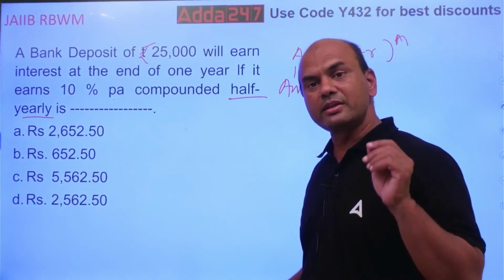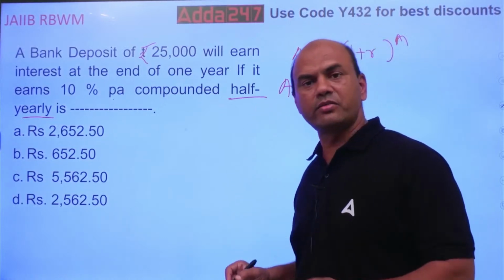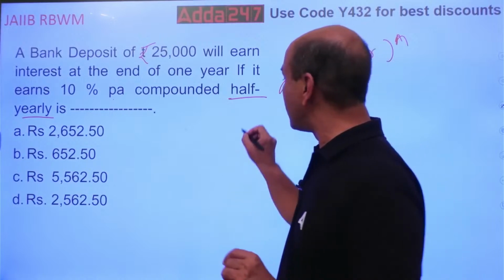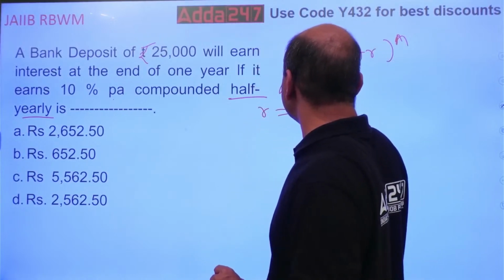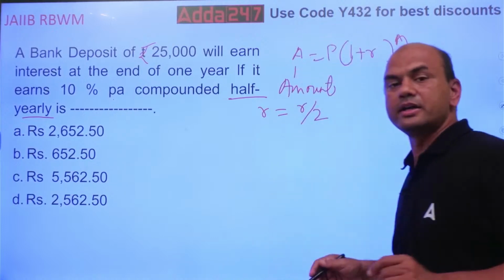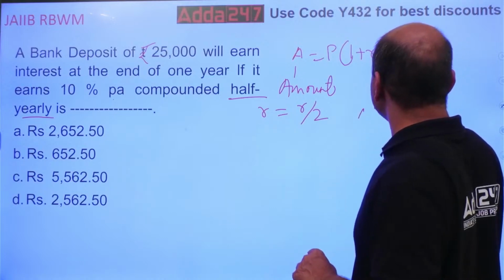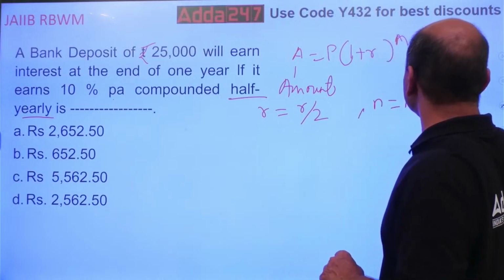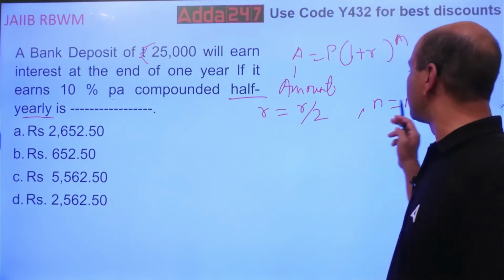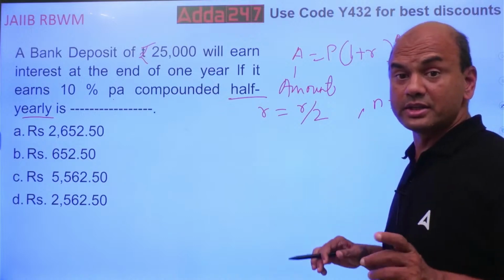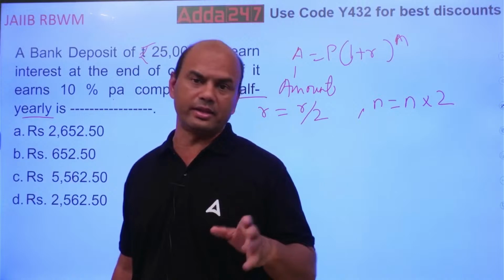But now the real catch comes. The real catch is half yearly. Whenever you do anything half yearly, R becomes R upon 2. Whatever is given in the problem, this R is to be divided by 2. And N becomes N into 2. The number by which you divide R, the same number you multiply to N. Kindly note this.